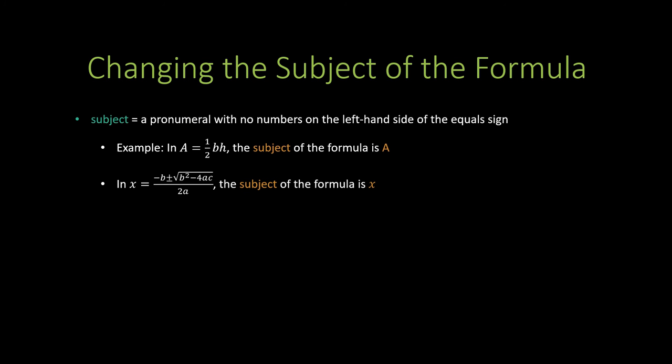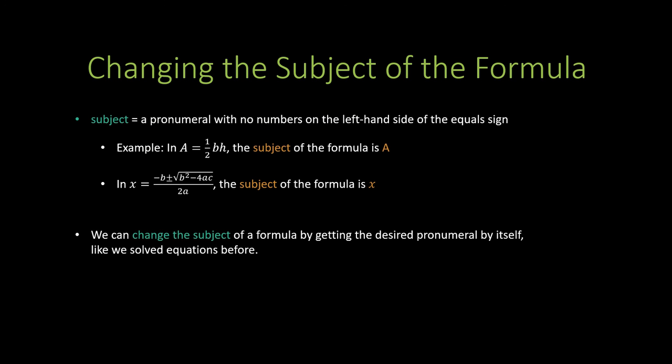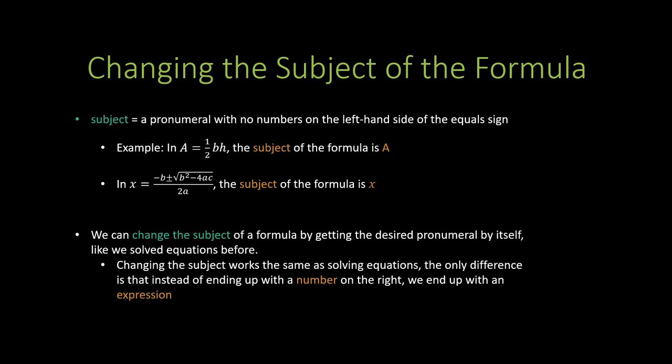In X equals minus B plus or minus the square root of B squared minus 4AC over 2A, the subject of the formula is X, because X is on the left and it doesn't have any numbers with it. So we can change the subject of a formula by getting the desired pronumeral by itself, like we solved equations before. Changing the subject works the same as solving equations.